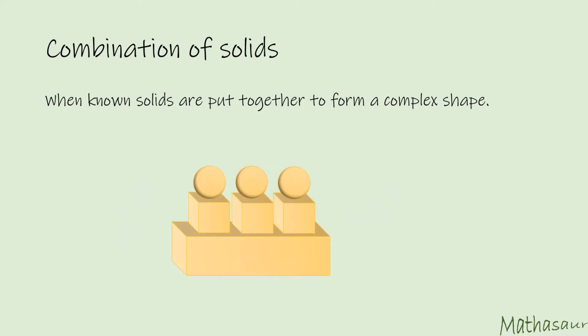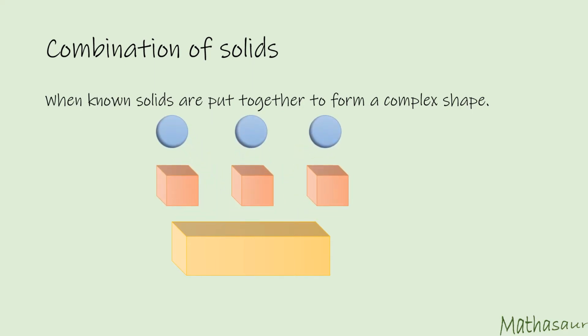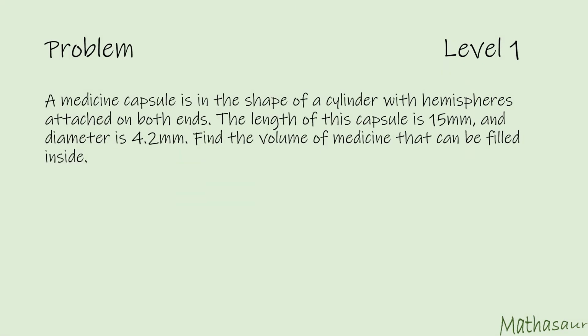In this figure, we have a cuboid, 3 cubes and 3 spheres. Let us look at a problem. A medicine capsule is in the shape of a cylinder with hemispheres attached on both ends. The length of this capsule is 15 mm and diameter is 4.2 mm. Find the volume of medicine that can be filled inside.